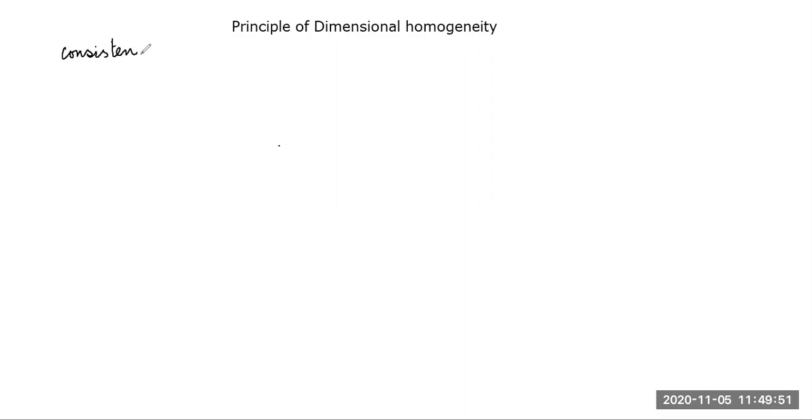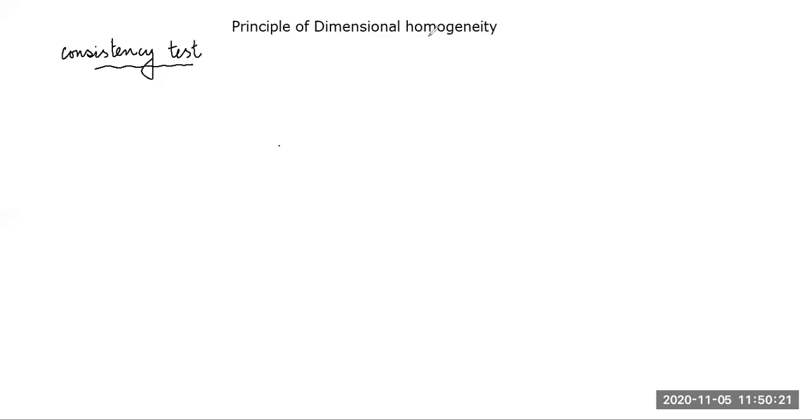Consistency test. Well, if you have an equation, any equation, I'm talking about physics, there are some variables on the left hand side, some variables on the right hand side. Some variables have different dimensions, meaning their indices or their exponents or their powers.